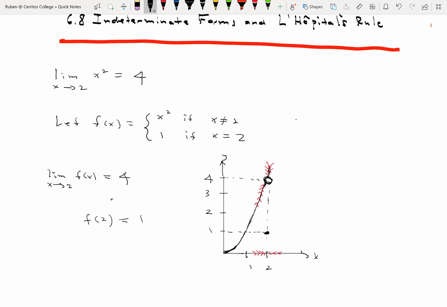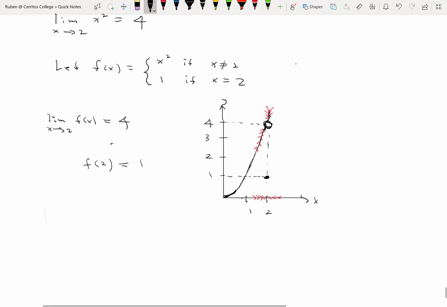Now let me ask you a follow-up question. What happens if the limit of the function and the actual value of the function are equal at the limit point? What do we call that? And the answer is continuity. If the limit of the function equals the actual value of the function at the limit point, you have a continuous function at that point. Here we don't have continuity. So limits have nothing to do with the value of the function at the point we're approaching.